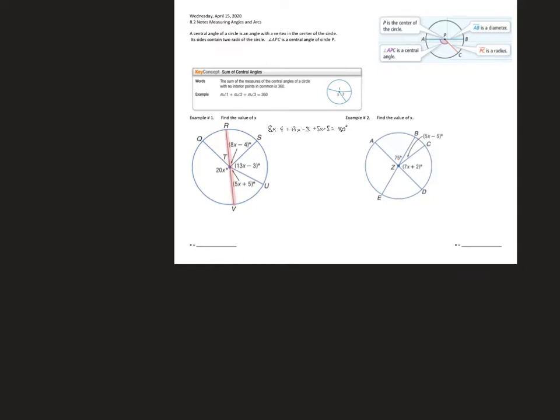So 8x plus 13x is 21x, plus 5x is 26x. Minus 4 minus 3 is minus 7, minus 7 plus 5 is minus 2, which is equal to 180 degrees. Now I'm going to add the 2 to both sides to help me solve for x. So I get 26x equals 182. I'm going to take this 182 and divide that by 26, and I get that x is 7.